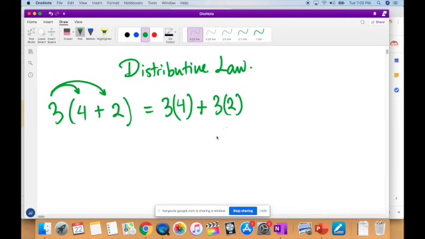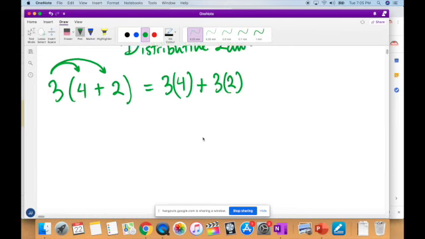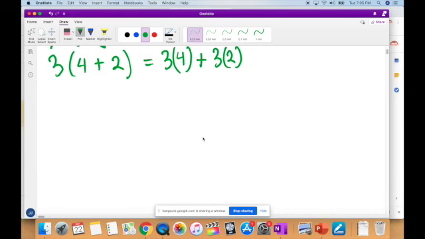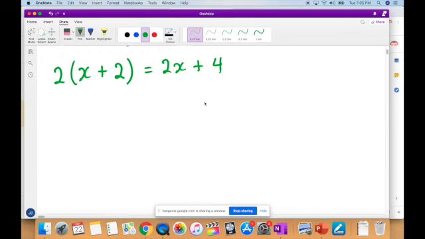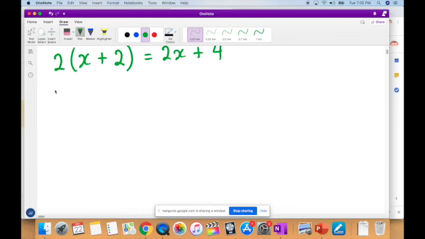So do you all understand the distributive law, Caitlin? Yeah. Alright, let's see how well you understand it for real. What if I had 2 into x plus 2? What am I going to get here? Yeah, it's still 4. 2x plus 4. You understand why, Caitlin? Yeah. Alright, good.